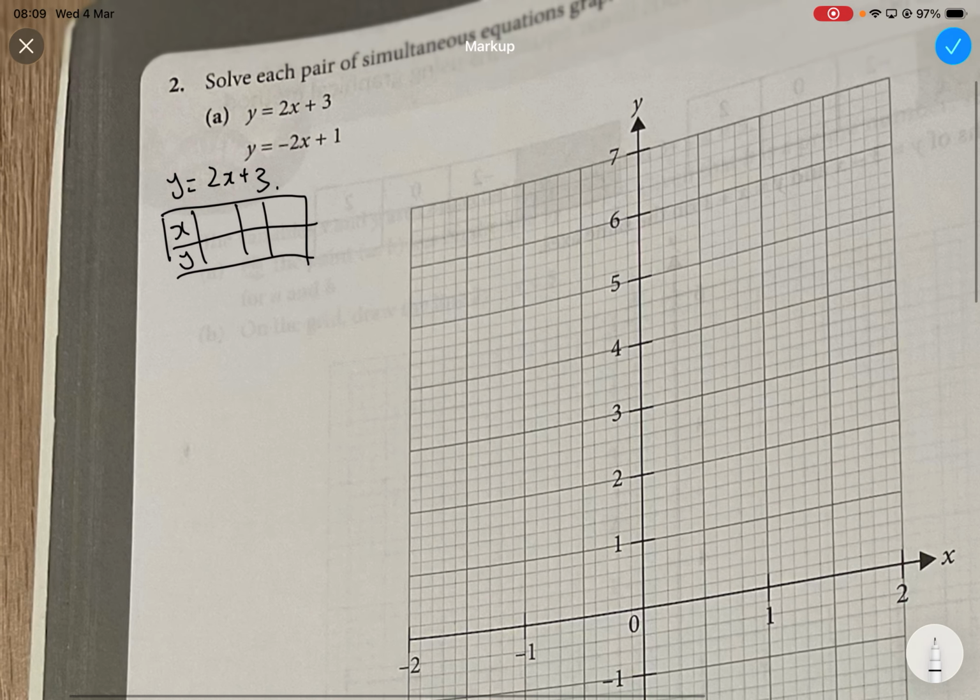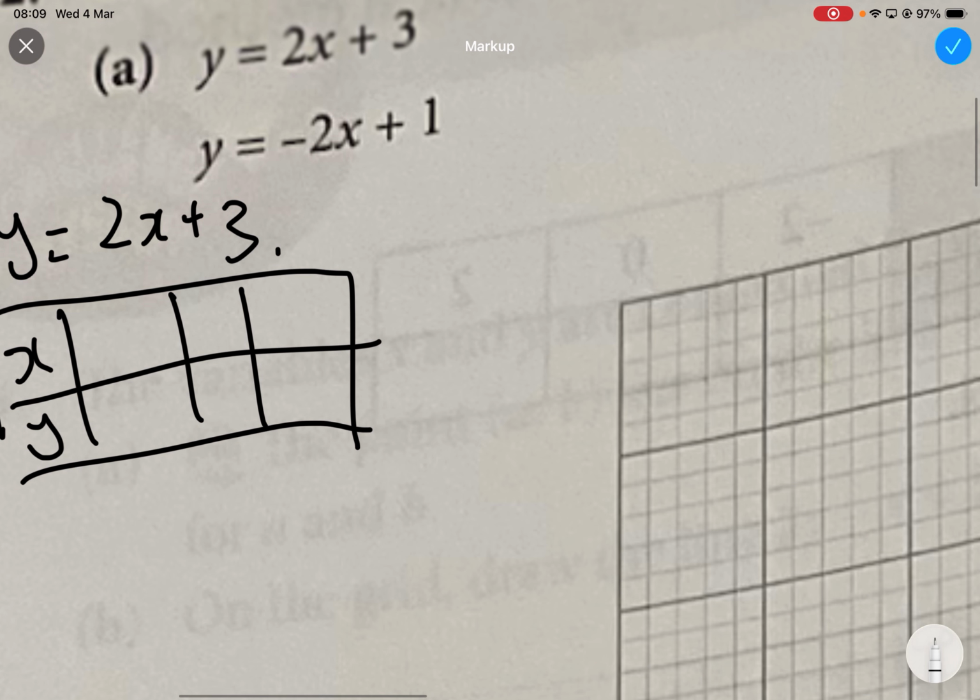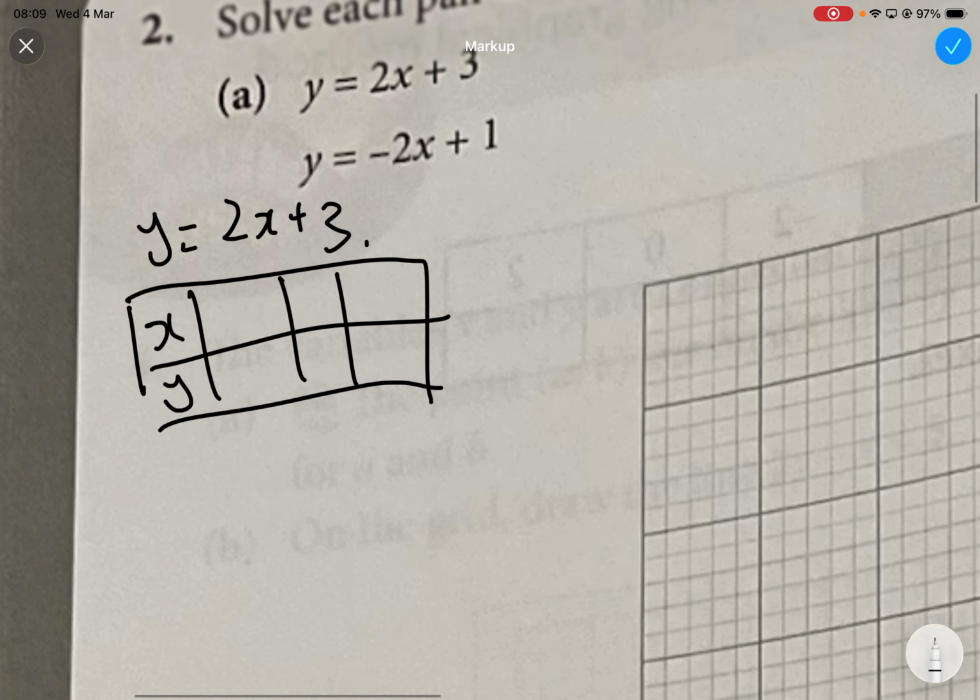Then we choose easy points. What are the x values that we want to choose? So I will choose 0. 0 is easy to solve. When x is 0, y is 2x plus 3. x is 0, 2x is 0, so y equals 3. I have 1 point.